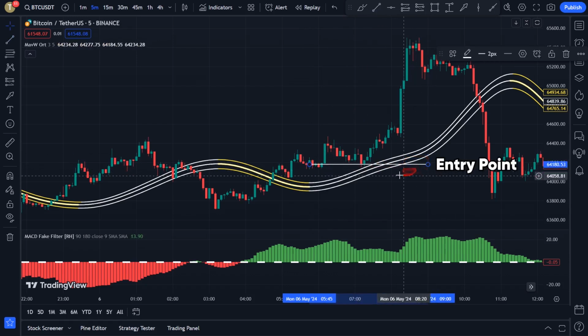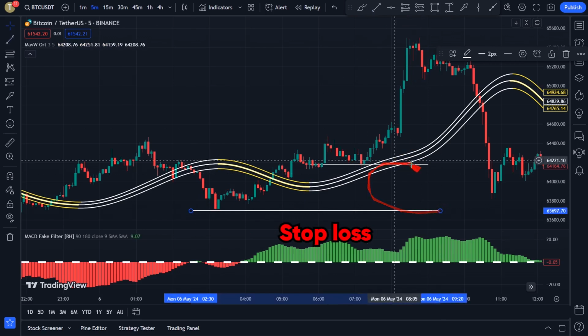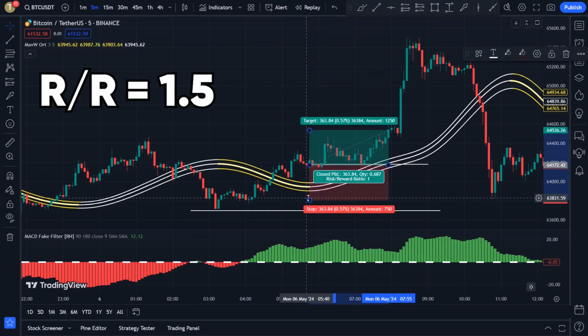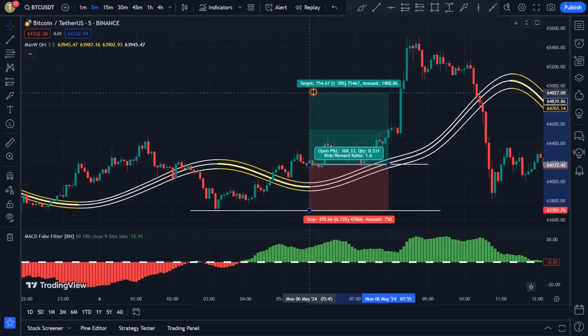For the stop loss, it's enough to find the last swing low and place our stop loss slightly below that. The only thing left is to choose the take profit, for which we consider a risk-to-reward ratio of 1 to 1.5 and wait for the trade to close with profit.